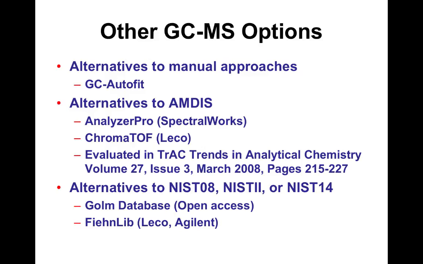There are also other manual approaches produced by other companies, Analyzer Pro, Chromatof, and AMDIS. And these were compared about 10 years ago. Things haven't changed a whole lot. There are obviously other alternatives to the NIST database, NIST 08, NIST 11, NIST 14, and NIST, I think, 17 or 18 now. There's a GOLM database, and Oliver Fiehn's group has developed a database called the FiehnLib database. So those are commercial.